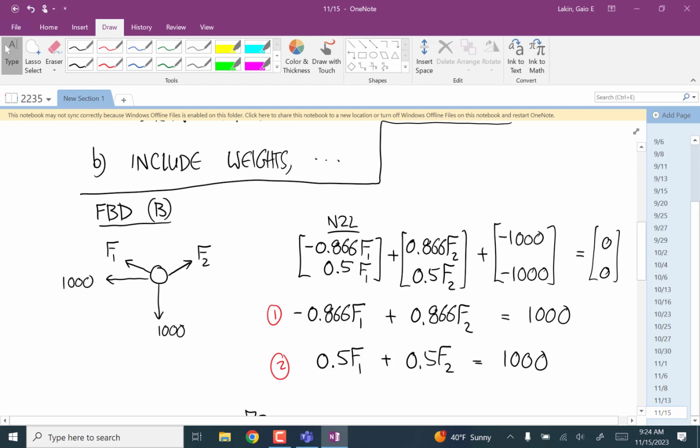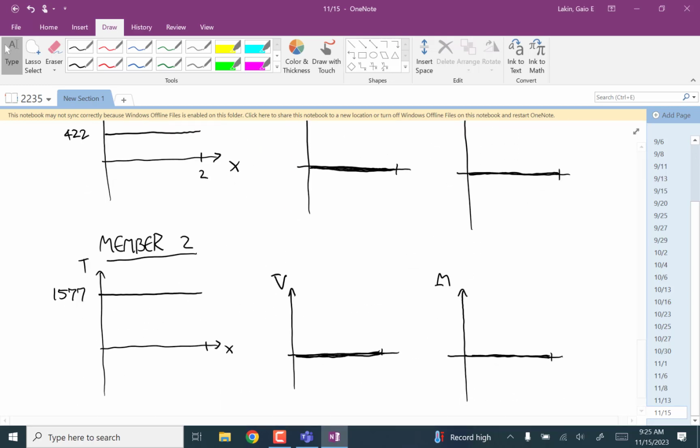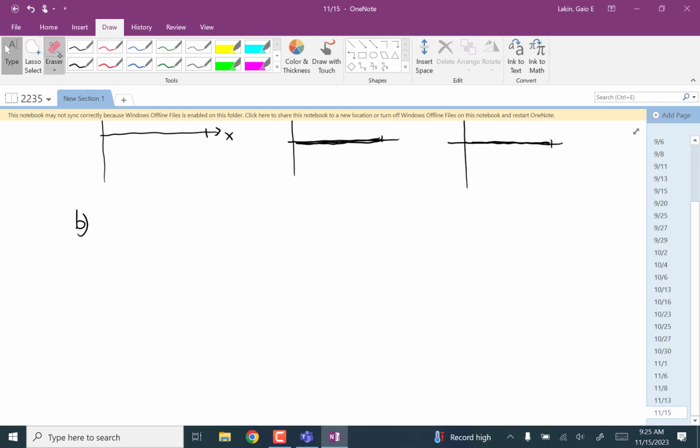Good question. The reason it looks like it's going into the member is because we're not isolating the member. We're isolating that pin. If we isolated the member, it's a reaction between the pin and the member, a Newton's third law thing. We would get forces like that.